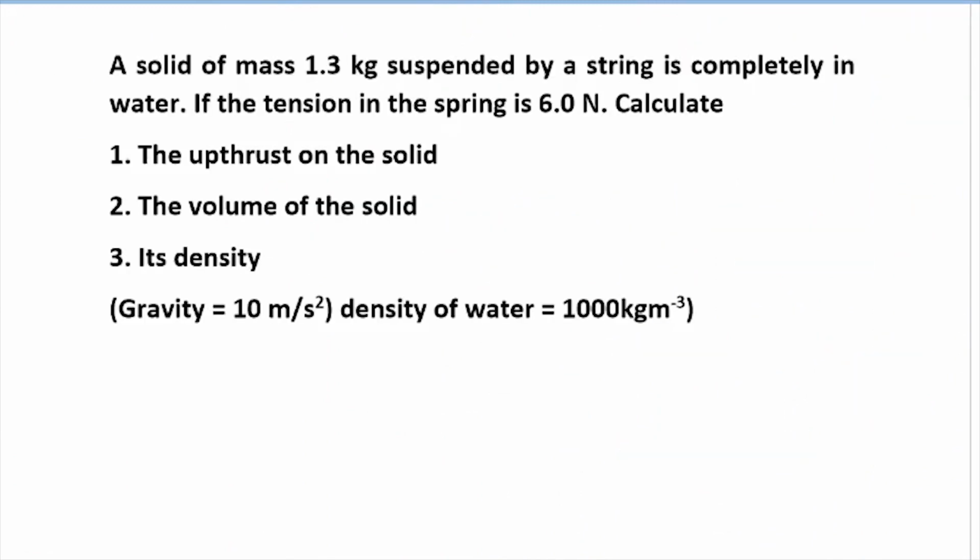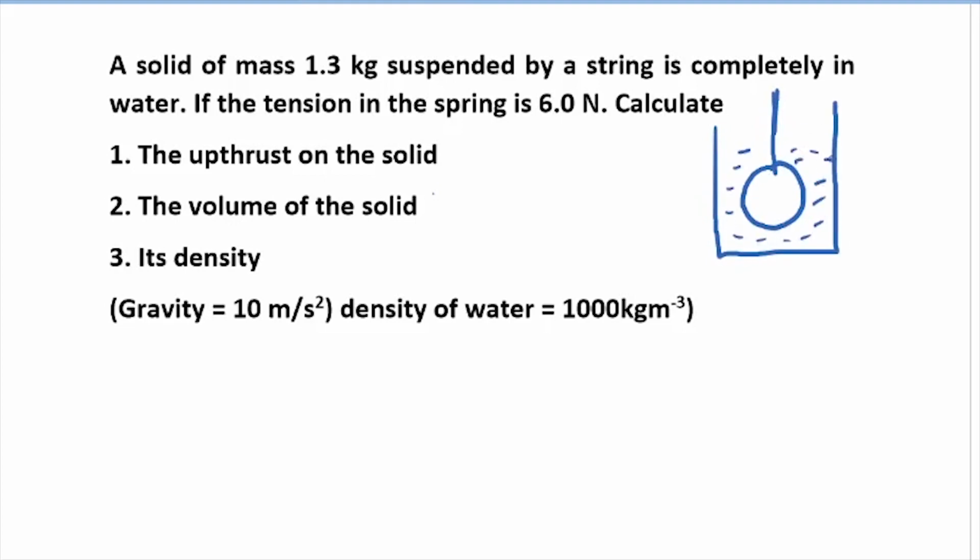They're saying a solid of mass 1.3 kilograms suspended by a string is completely in water. If the tension in the string is 6 newtons, calculate the upthrust on the solid, the volume of the solid, its density, and so forth. Again, let's draw a picture here. We have this solid. Let me draw a circle. It is completely immersed in water. So this is the water in which this solid is completely immersed, as you can see.